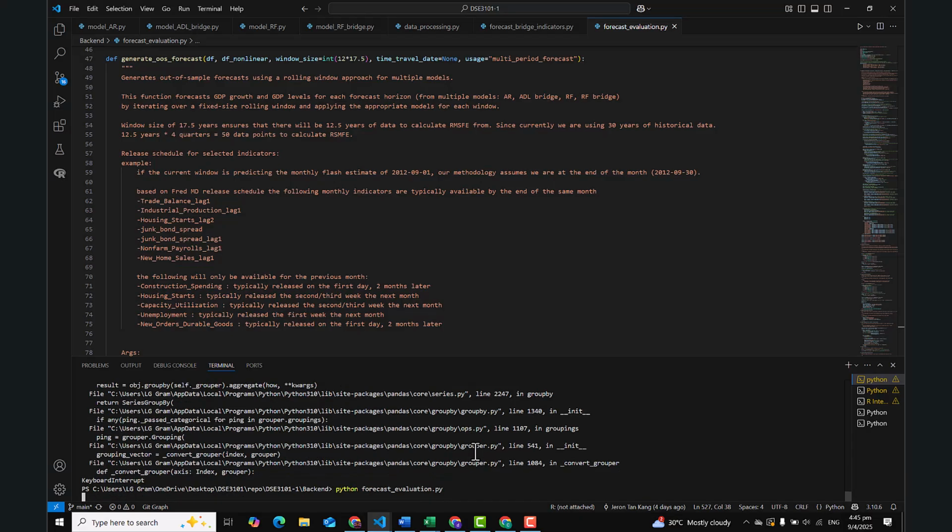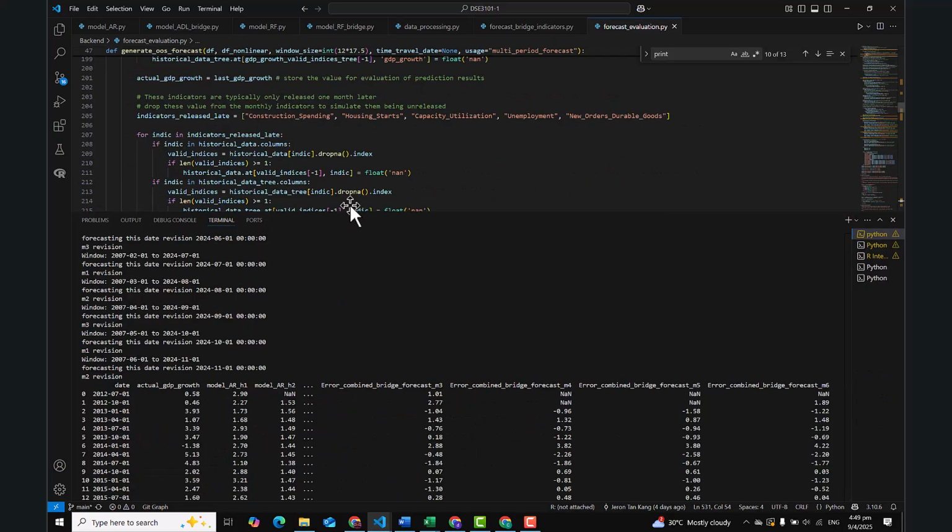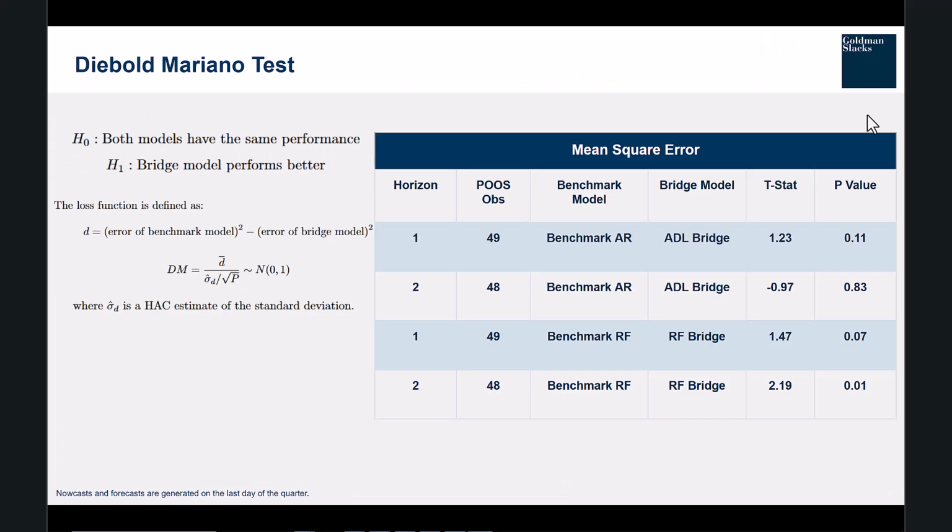This function generates the pseudo out-of-sample forecasts and returns the forecast errors in a CSV file. Moving on to the DM test, only the p-value for the comparison between the 2-step forecast for benchmark AR and ADL bridge is large, hence the rest of our predictions may be statistically better than their benchmark models.